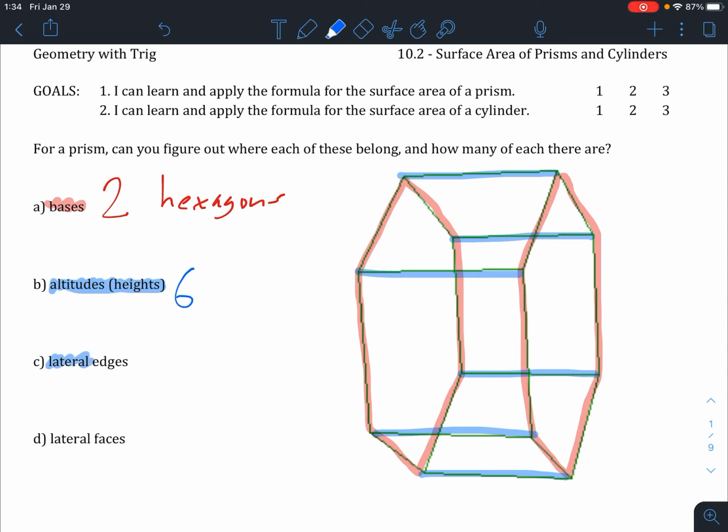And it just so happens the lateral edges are the same as the altitudes. That's true in all prisms. Lateral edges are the heights of prisms.